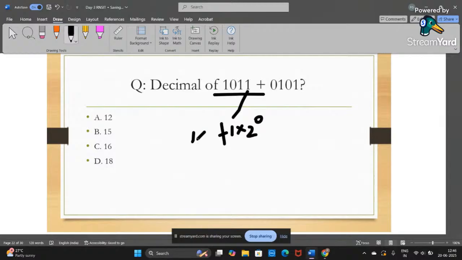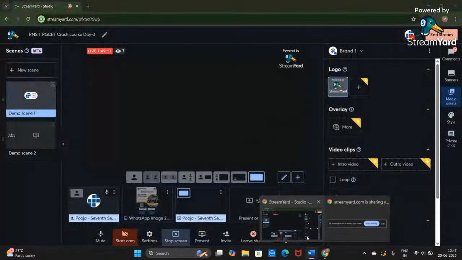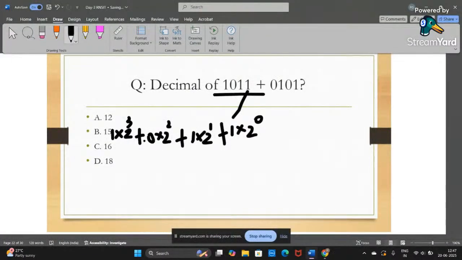Then 1 into 2 power 1 plus 0 into 2 power 2 plus 1 into 2 power 3. Once again, 0, 1, 2, 3. And the binary digits are correct. We have to cross verify. 1, 0, 1, 1. Okay, now let us do the calculation.